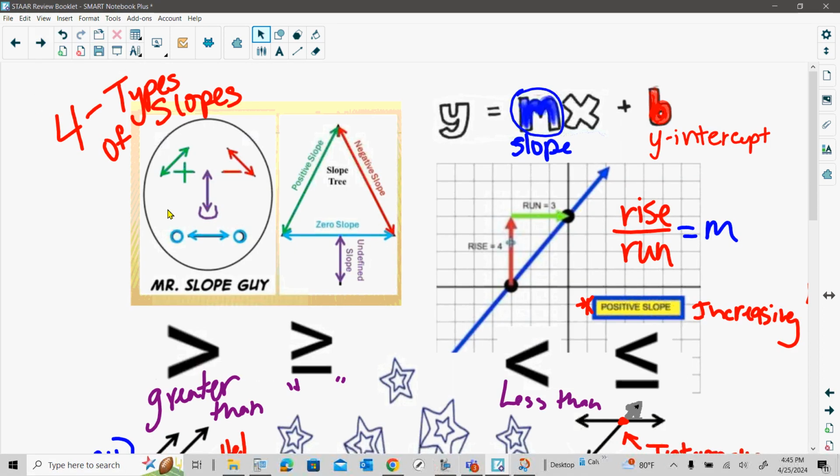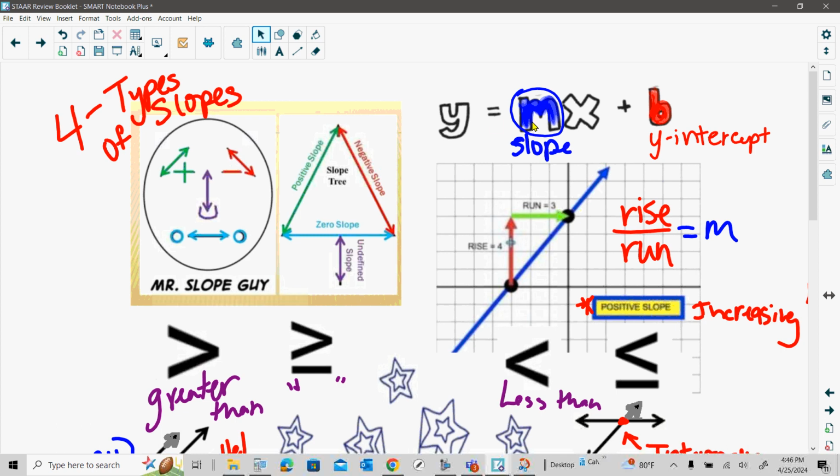All right. So the slope guy here, or your slope tree, is showing you a way to memorize your 4 types of slopes. This was positive slope. We got a plus sign here, or increasing, positive slope, negative slope. We have undefined slope, that's the vertical line, and horizontal slope, that's zero. A horizontal line is your zero slope, sorry.